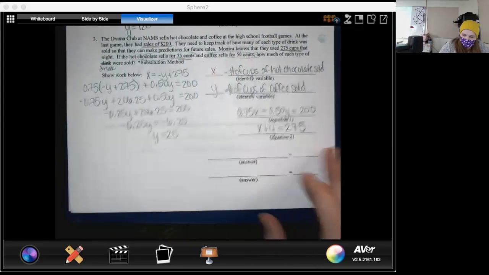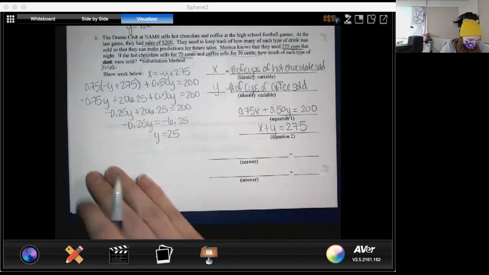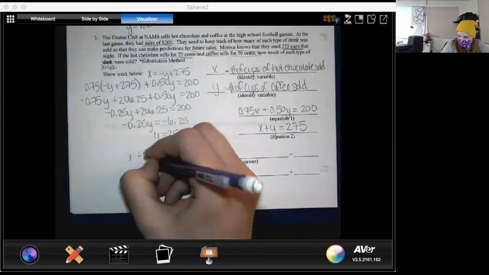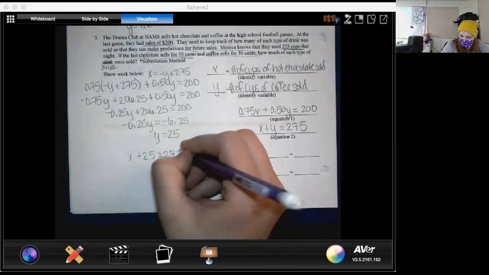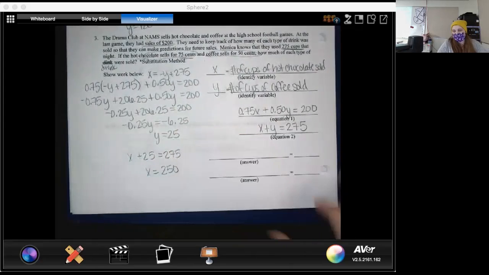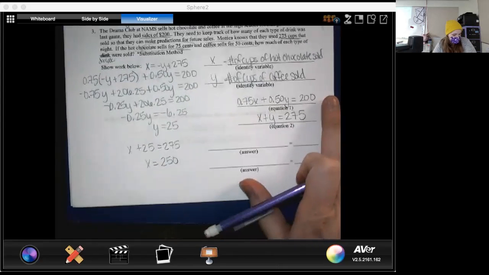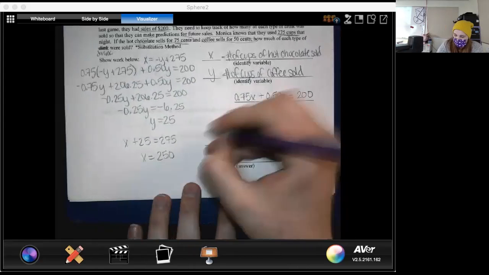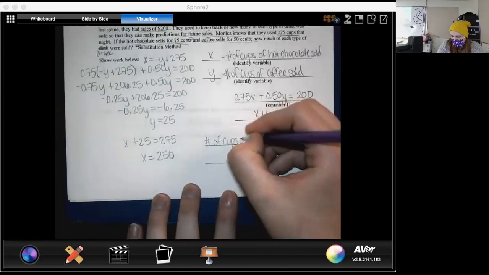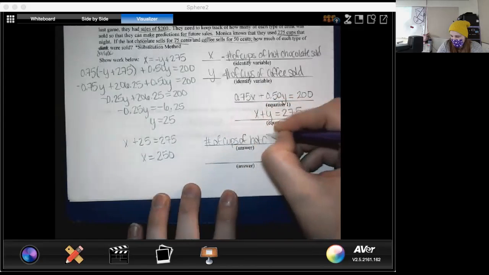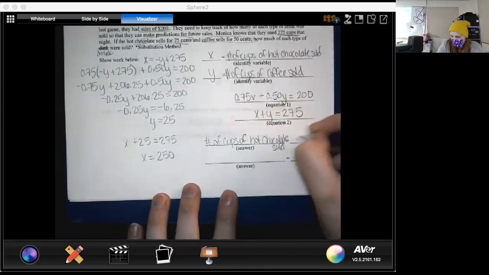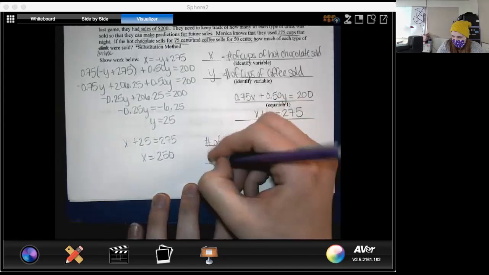And then we go back to substitute in. I would suggest substituting in the easier equation. So x plus 25 is 275. It means x equals 250, which means the high school agrees with us that hot chocolate is superior. And then we rewrite what we wrote at the top with our answers.